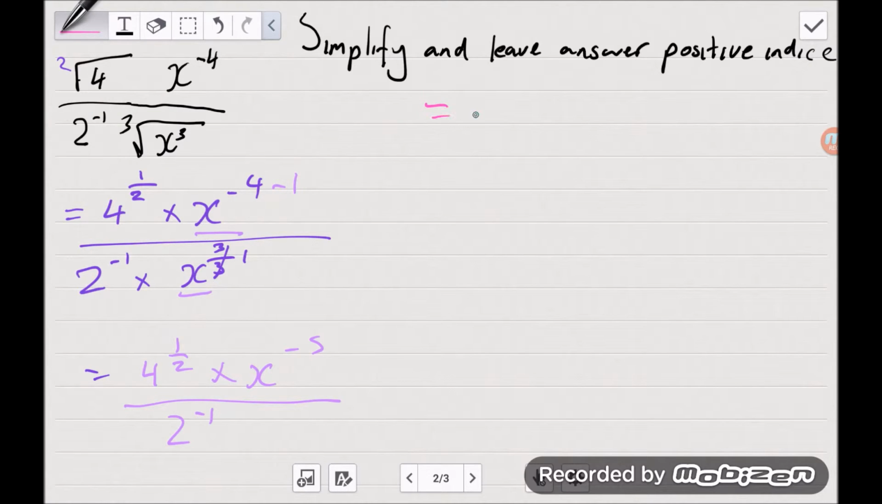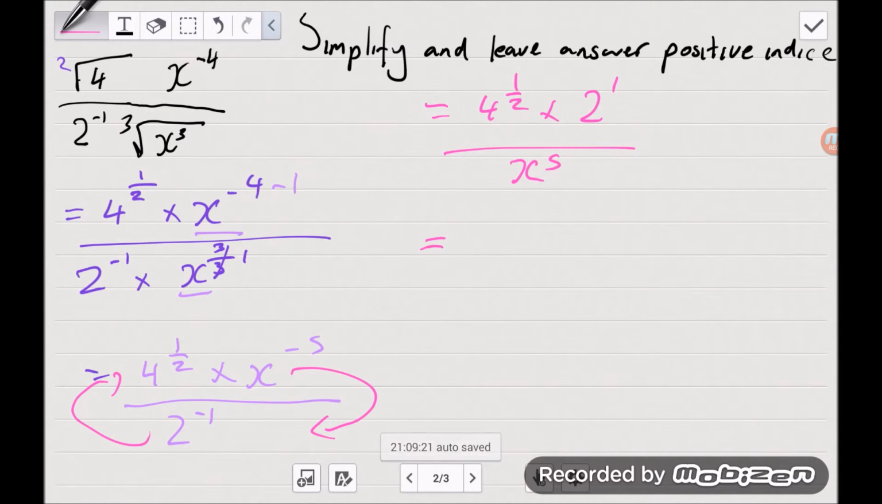So the next part of this question is to make the indices positive. The x indice is negative and the 2 indice is negative. So to make the x indice positive, we need to bring it to the opposite side, which is the denominator, and to make the 2 indice positive, we need to bring it to the opposite side, which is the numerator. So 4 to the power of half times 2 to the power of 1, since it became positive, over x to the power of 5, positive now. And now simplify to the best of our ability. 4 to the power of half is 2, times 2 over x to the power of 5, which will give us 4 over x to the power of 5, the final answer.